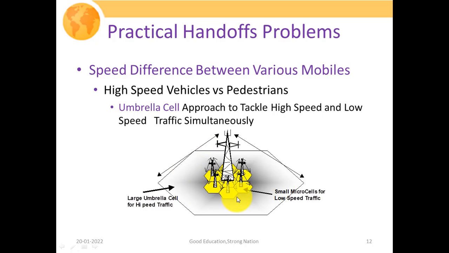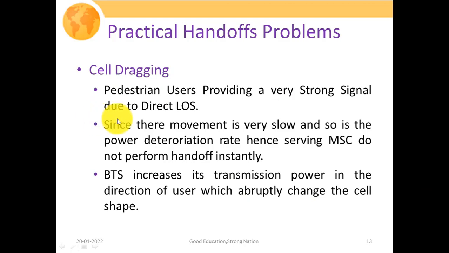So this is how, with the help of this umbrella structure, we solve this particular speed difference problem. Then the next one is cell dragging. Pedestrian users provide a very strong signal due to the direct line of sight. So a pedestrian user, if it is moving out, might have some direct line of sight connectivity with the base station. If this is the case, then they will get strong signal reception. Although it might not always be the case that we have direct line of sight connectivity, still we can say that a pedestrian or slow mobile user will have better received signal strength, since their movement is very slow, and so is the power deterioration rate.